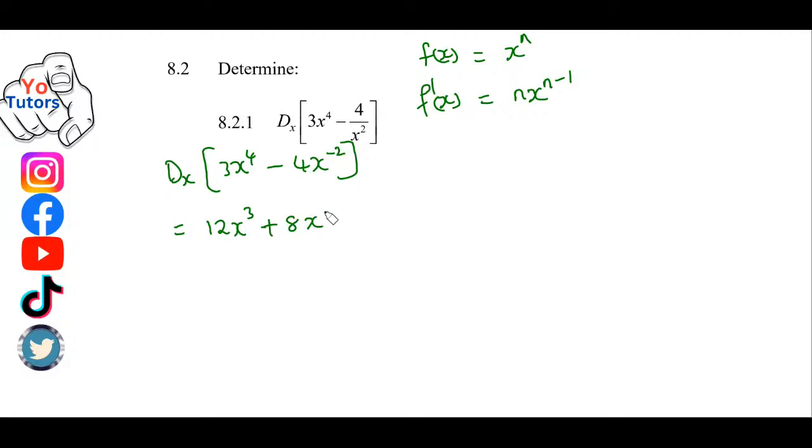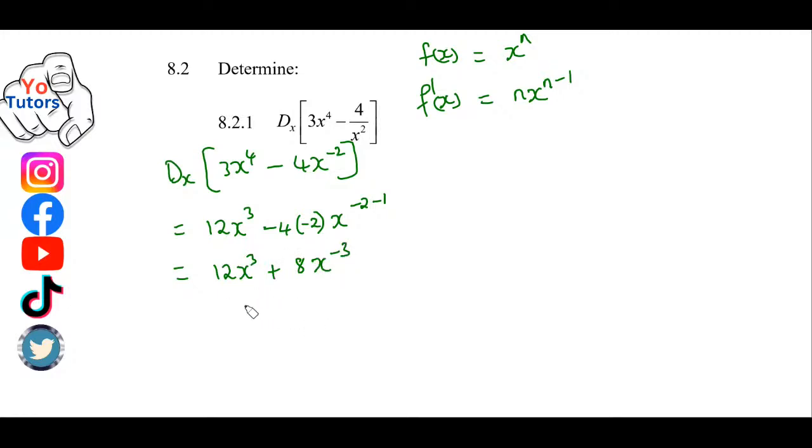So here it's going to be negative 2. Let me just write this all down so that we can understand what's going on here. So here it's going to be negative 2. Times what? Negative 4 times negative 2x to the power negative 2 minus 1. And what are we going to get there? We're going to get 12x cubed minus, it's going to be plus here, 8x to the power negative 3.